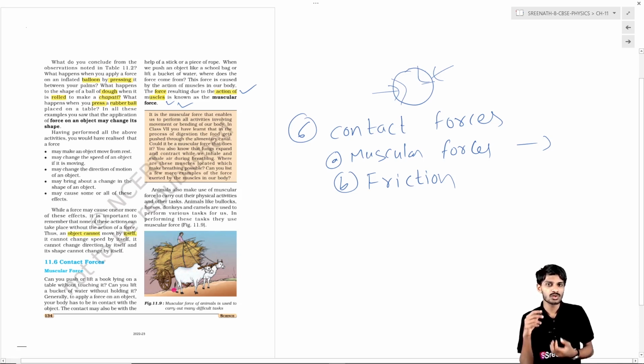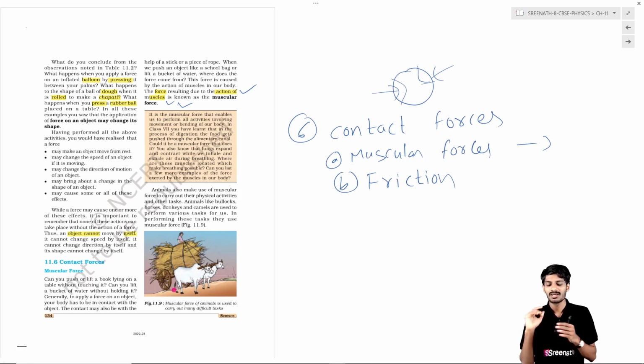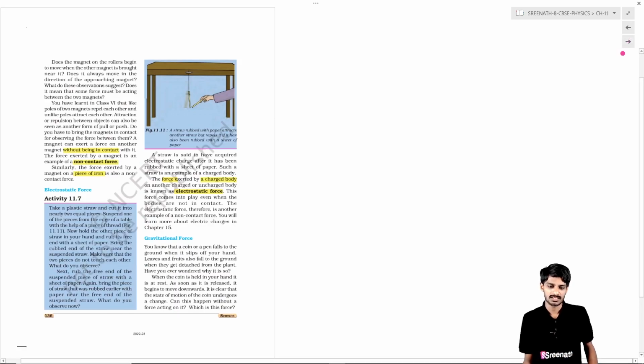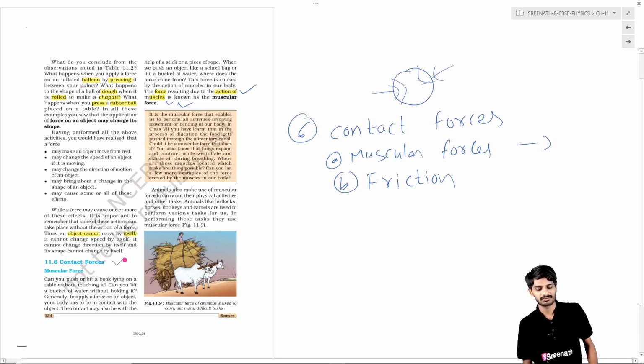At the same time, we use our muscular force to pull or push. So what is meant by muscular force? The force coming due to the action of our muscles is called muscular force. That's it. Okay. Next, what is meant by contact force?